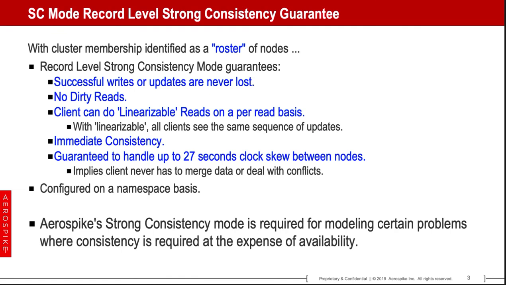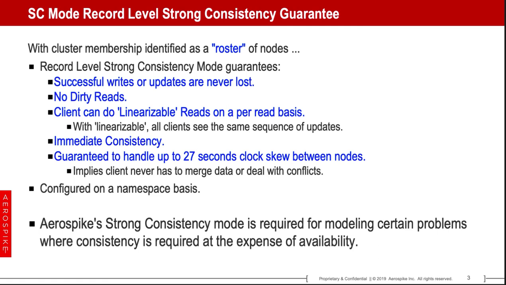How do we handle strong consistency in Aerospike? Aerospike guarantees strong consistency at the record level. First, if you've committed data, it's not lost. Second, there are no dirty reads, so you're not going to read uncommitted data. Third, we can linearize the reads for a client. That is, all the clients see the same sequence of updates.